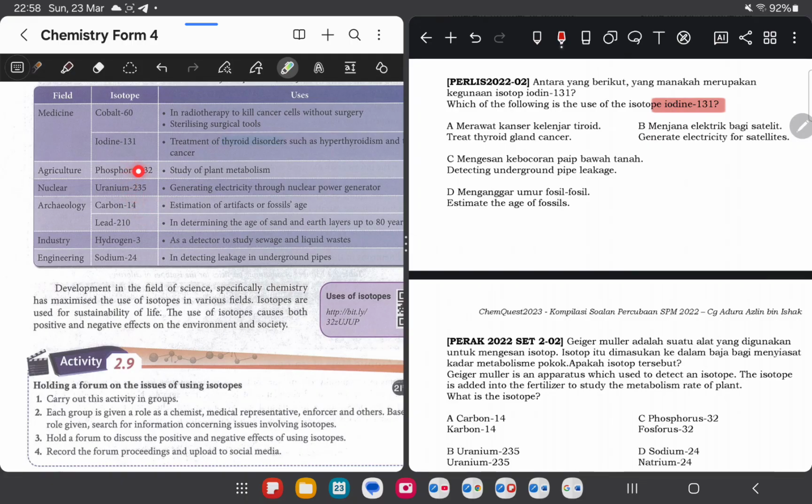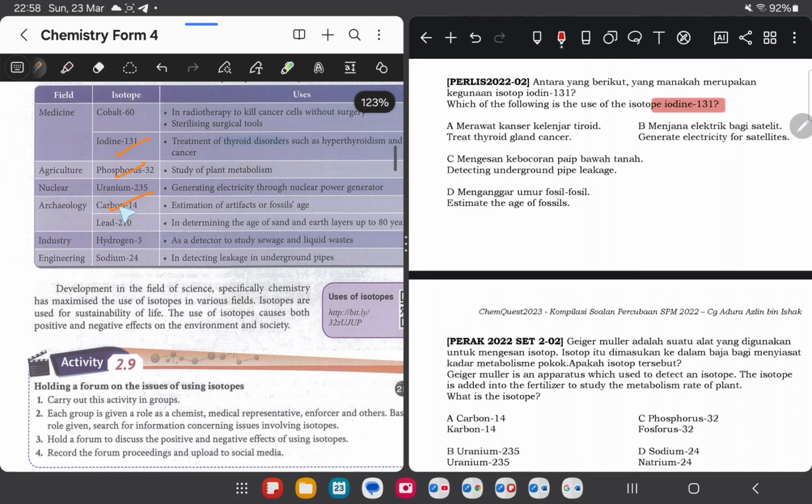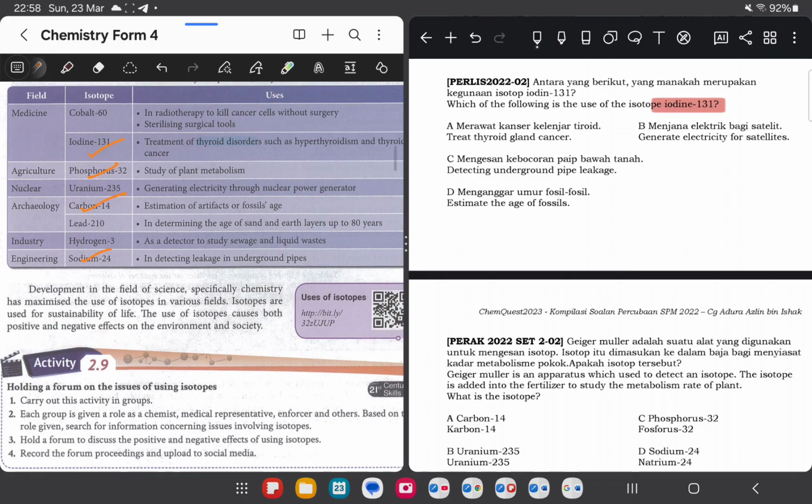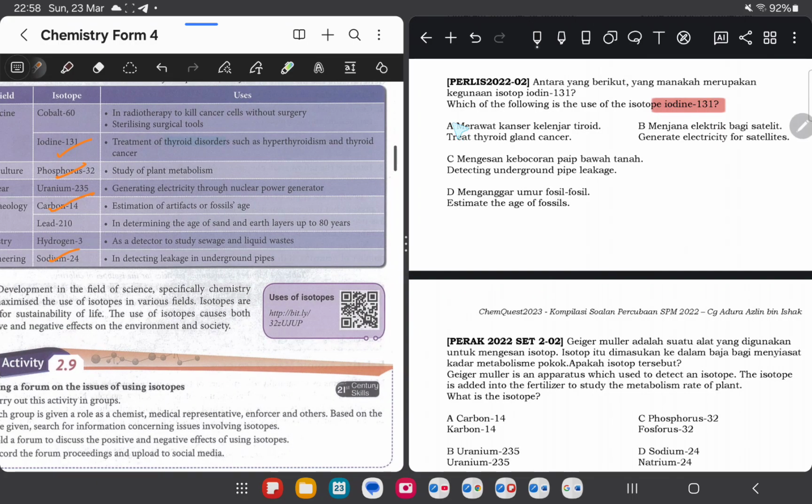Carbon 14, phosphorus 32, iodine 131. These all are very famous. I mark for you carbon 14 and sodium, very famous. You can see them in the questions. So iodine 131, you must remember, is used to treat thyroid diseases such as hyperthyroidism or thyroid cancer.